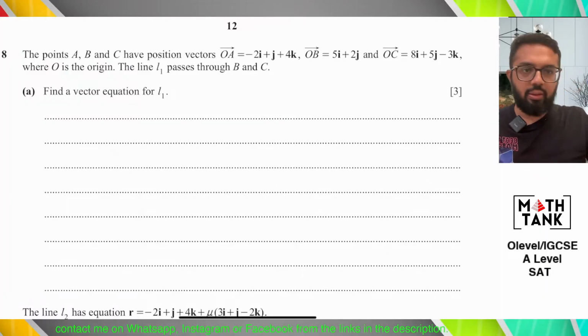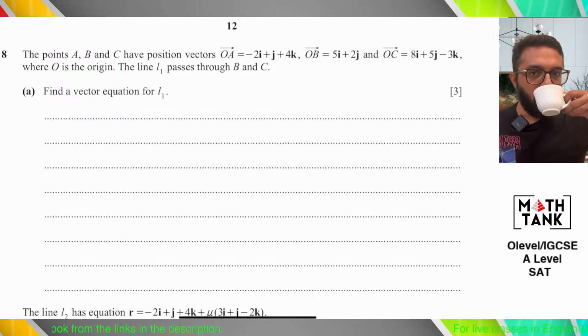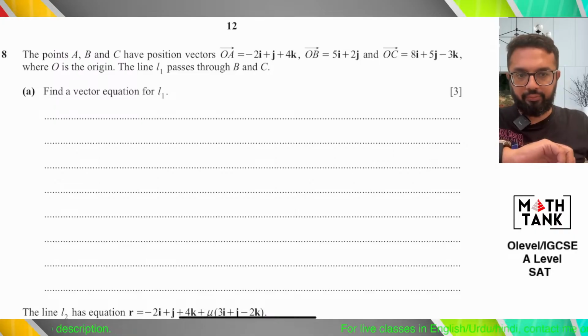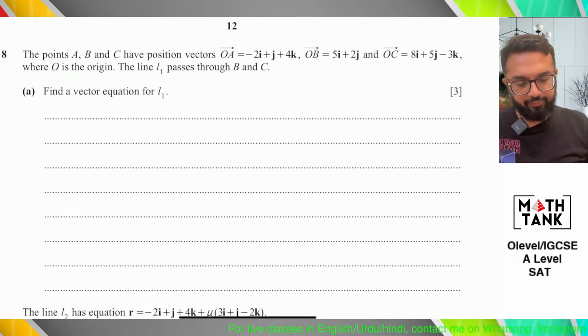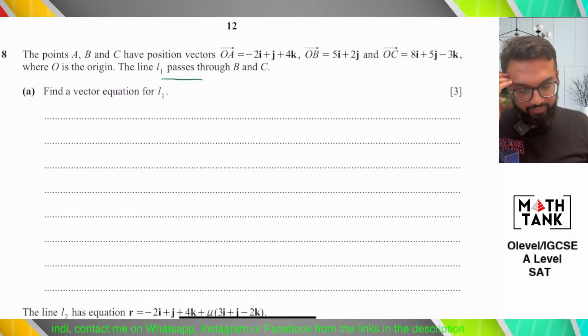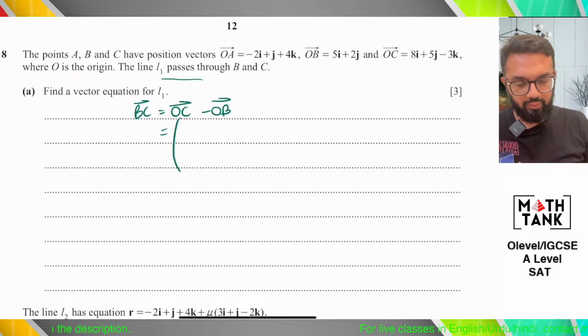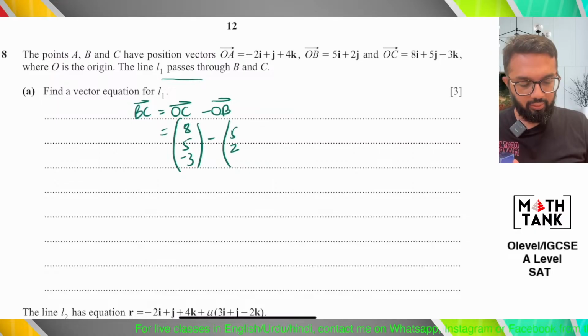Question number 8 is vectors. Okay, the points A, B, C have coordinates this, where O is the origin, the line L1 passes through B and C. Find the vector equation of line L1. So I'm going to first calculate BC and say OC minus OB. Three, and minus.